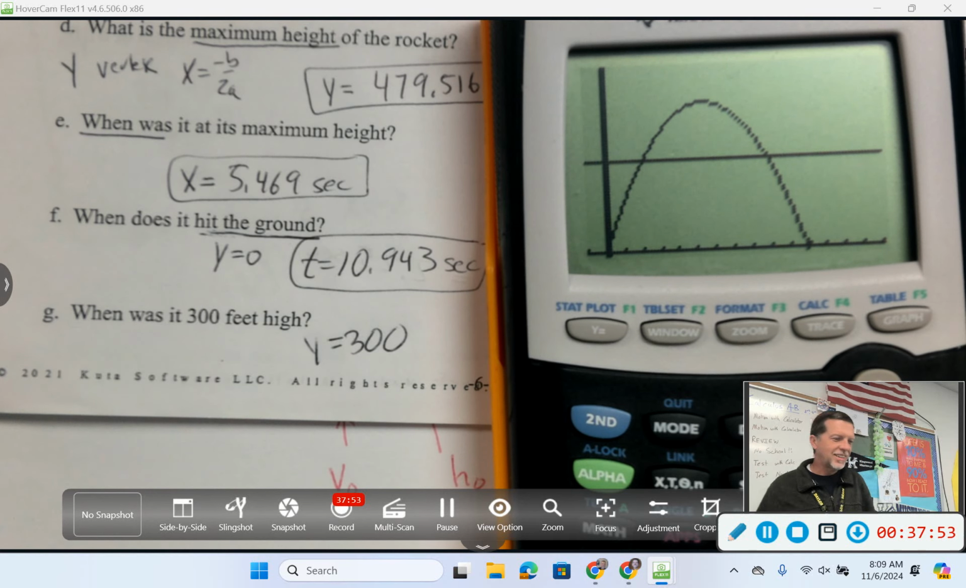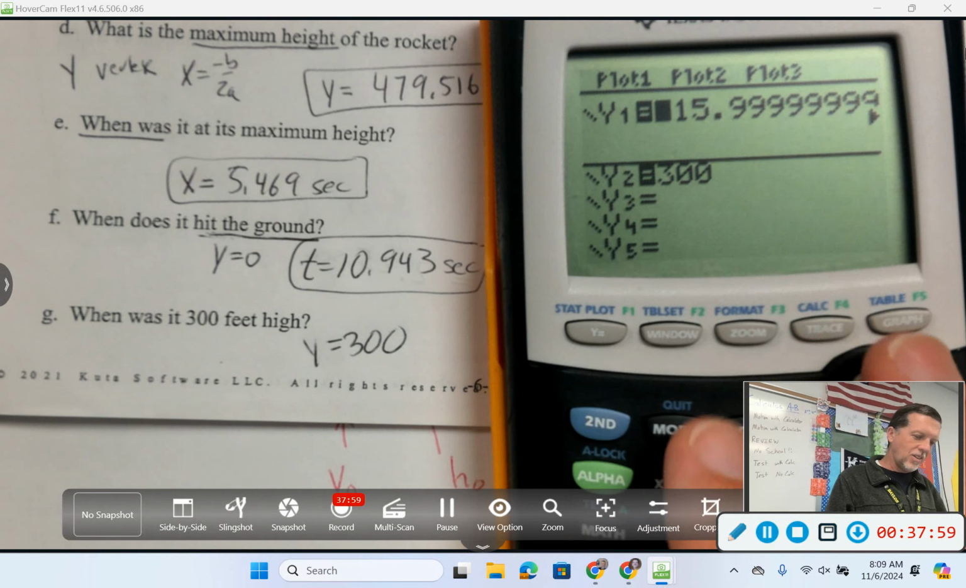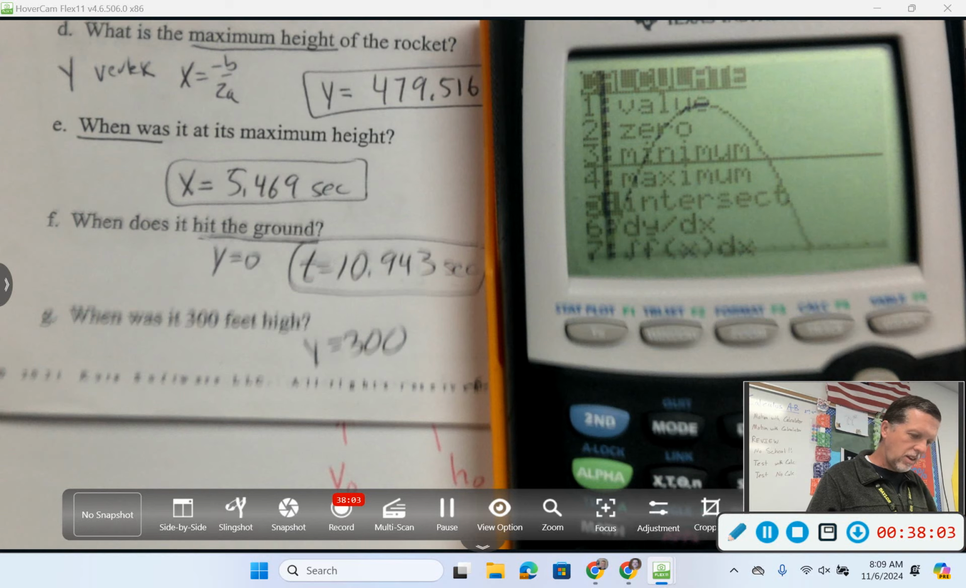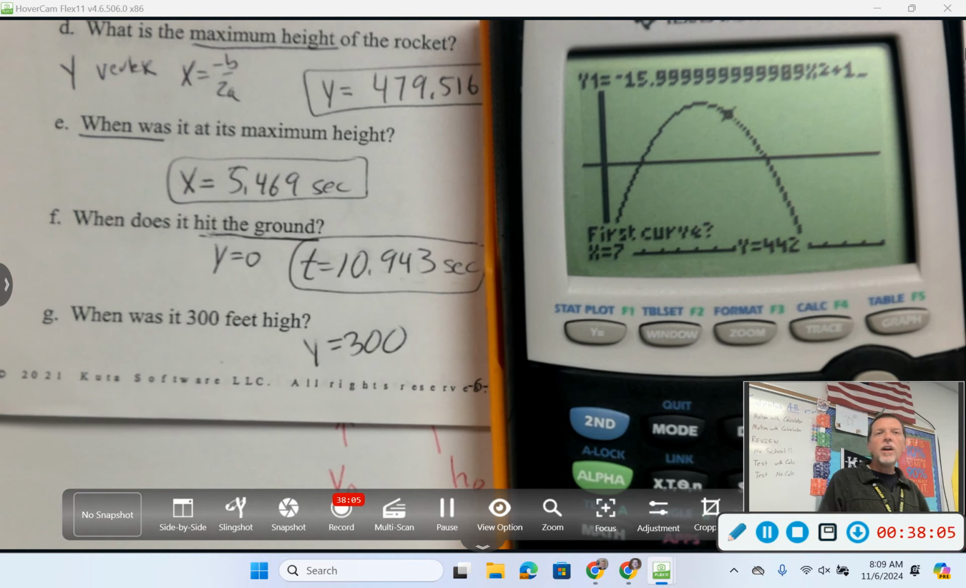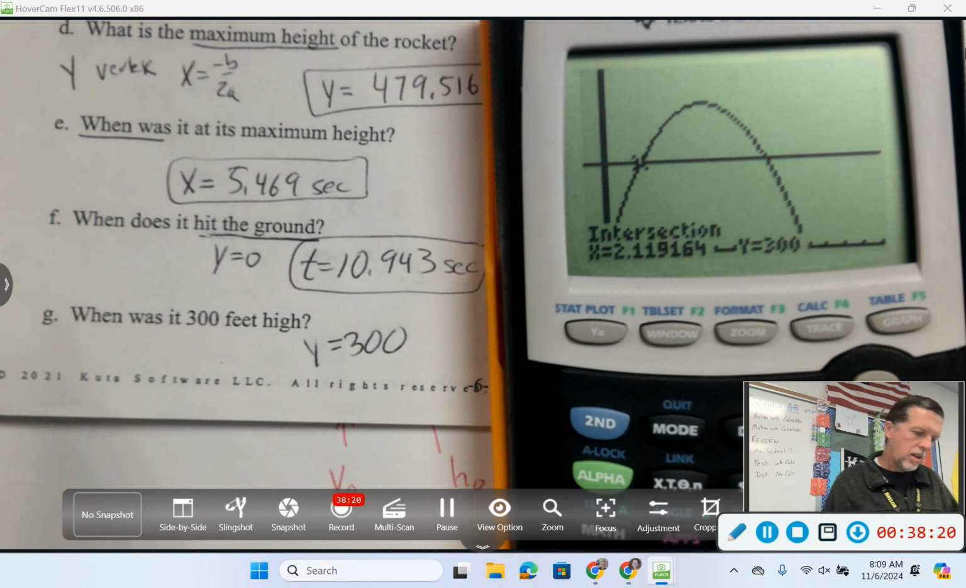Second calc, intersect. It walks you through, but it defaults correctly. First curve, enter. Second curve, enter. And then go find whichever intersection you want. I'm going to do them in order, so I'm going to do this one first.